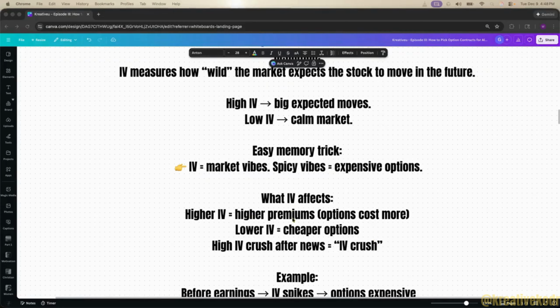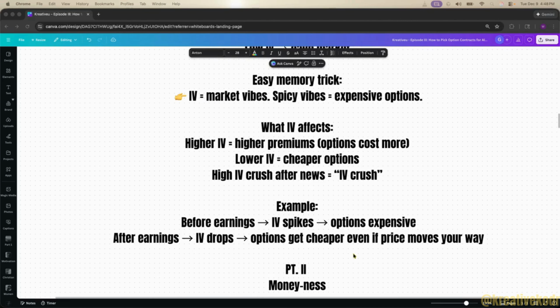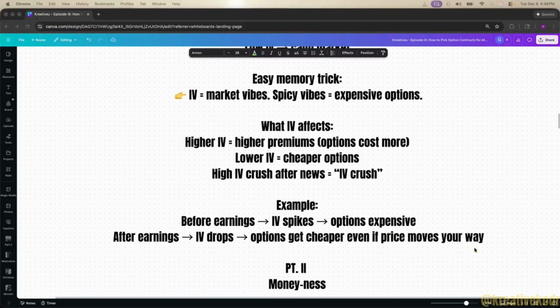High IV equals higher premium, so options cost more. Lower IV equals cheaper options. High IV crushed after news equals an IV crush, right? So an example: before earnings, IV spikes and options are expensive. After earnings, IV drops and options get cheaper, even if the price moves your way, right?